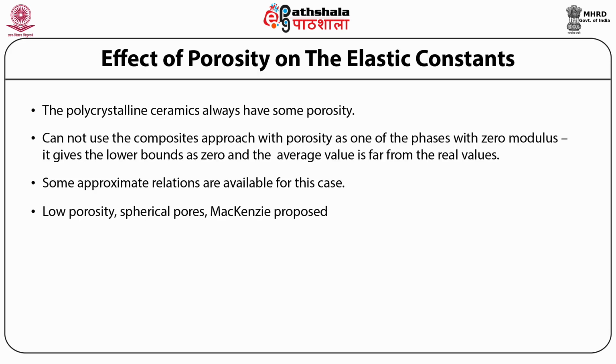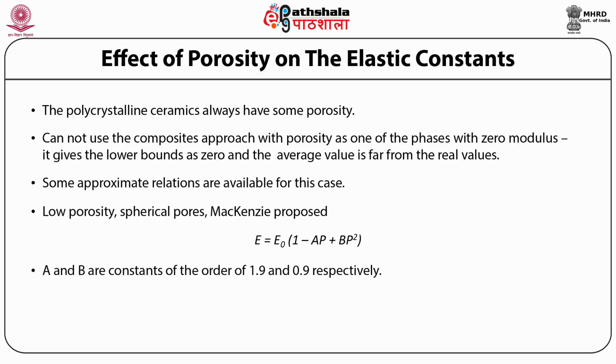For low porosity, assuming the pores to be spherical, Mackenzie gave the following expression for the Young's modulus of a porous body, that is E equal to E naught multiplied by 1 minus AP plus BP square, where E naught is the Young's modulus of the dense ceramic, P is the volume fraction of the porosity, and A and B are the constants of order of 1.9 and 0.9 respectively.